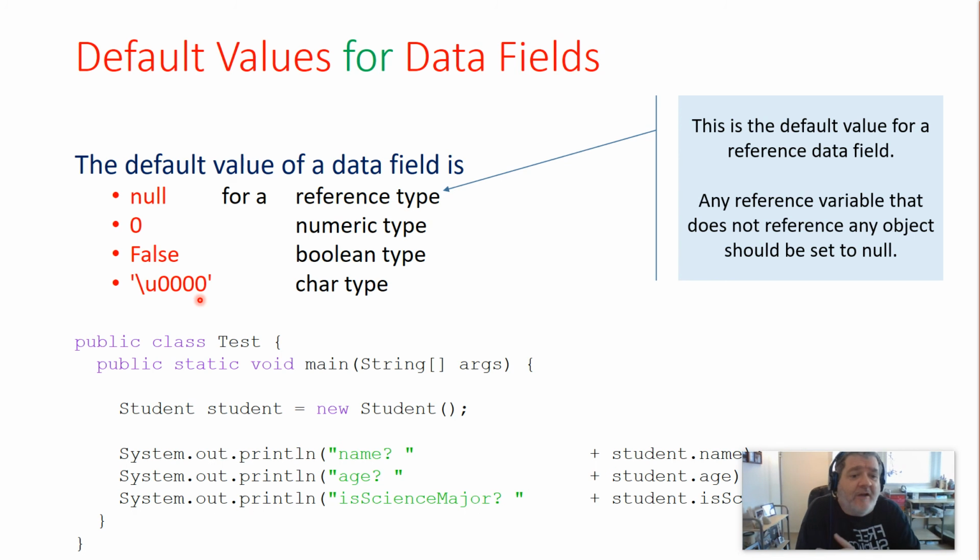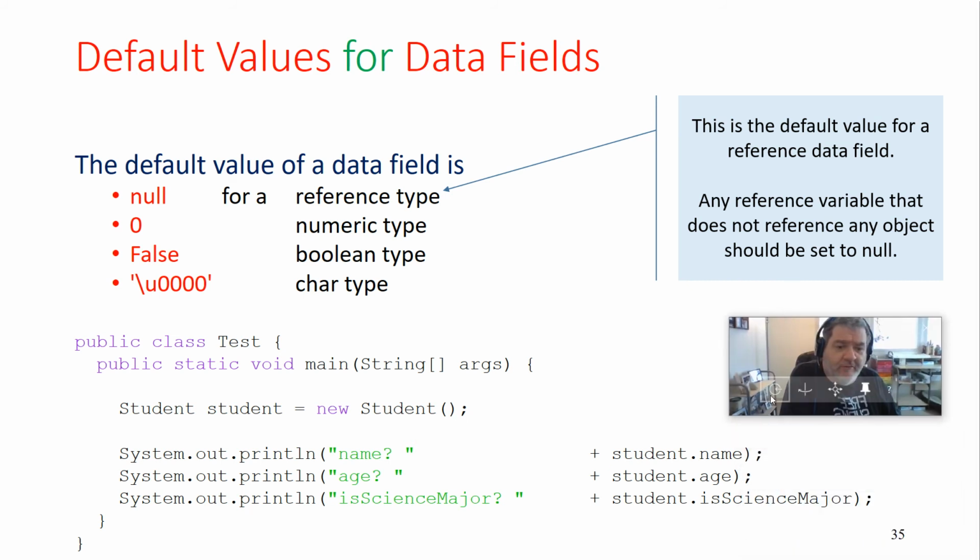So these are the completely arbitrary default values that are used by Java every time you create an object with the keyword new. If I was to, with my current class, which doesn't have a constructor, create a new object of class student, and then display the name, the age, and whether it is a science major, for the name it would display null. For the age, it would display 0. And for the is science major, it would display the value false.